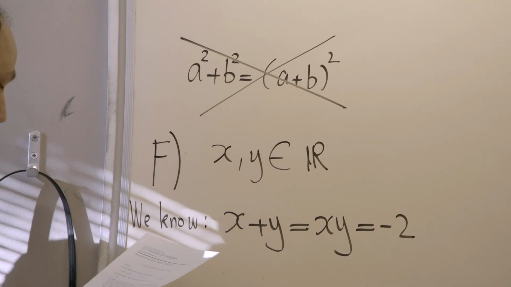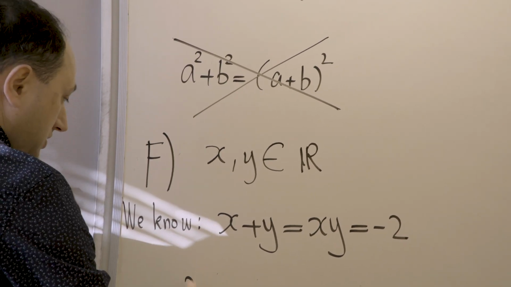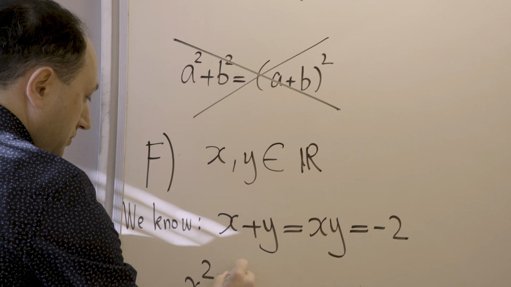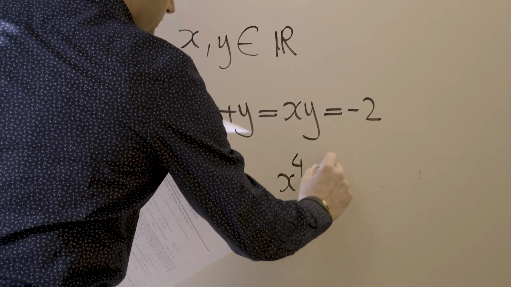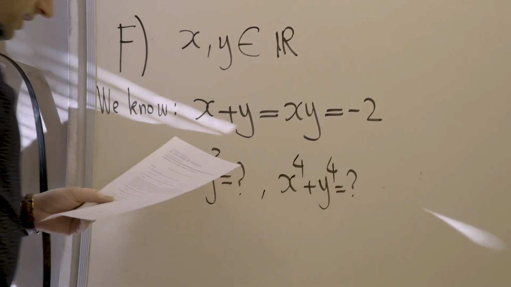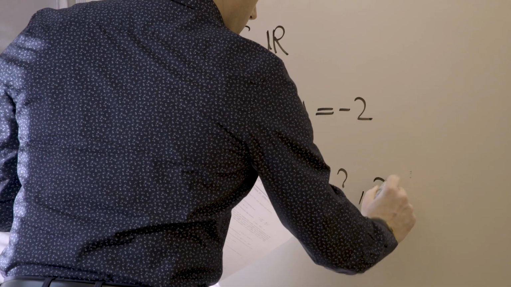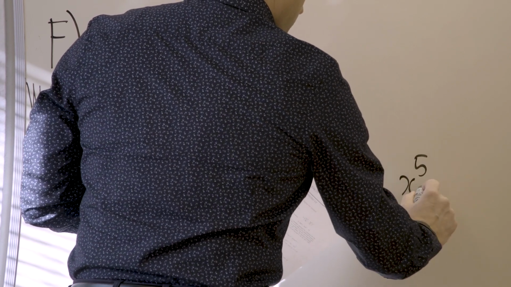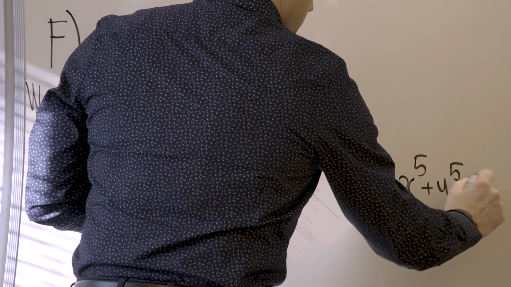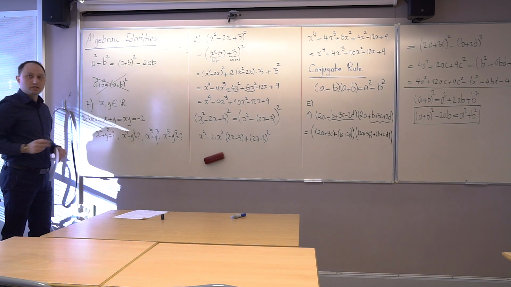Now, the question is, calculate x to the 2 plus y to the 2. Calculate x to the 4 plus y to the 4. Calculate x to the 3 plus y to the 3. And finally, calculate x to the 5 plus y to the 5. And you can, of course, continue this list.